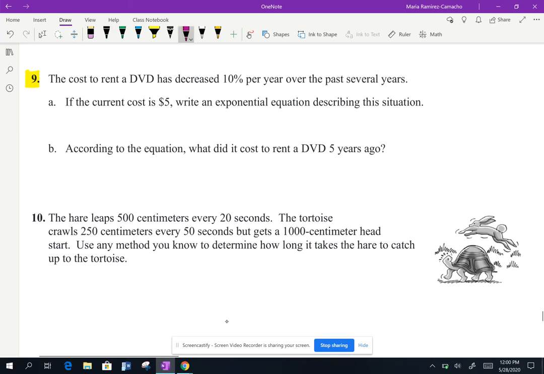I want to remind you that an exponential equation is an equation of the form y equals a times b to the power of x, where a is your initial value, aka your starting value, and b is your multiplier.